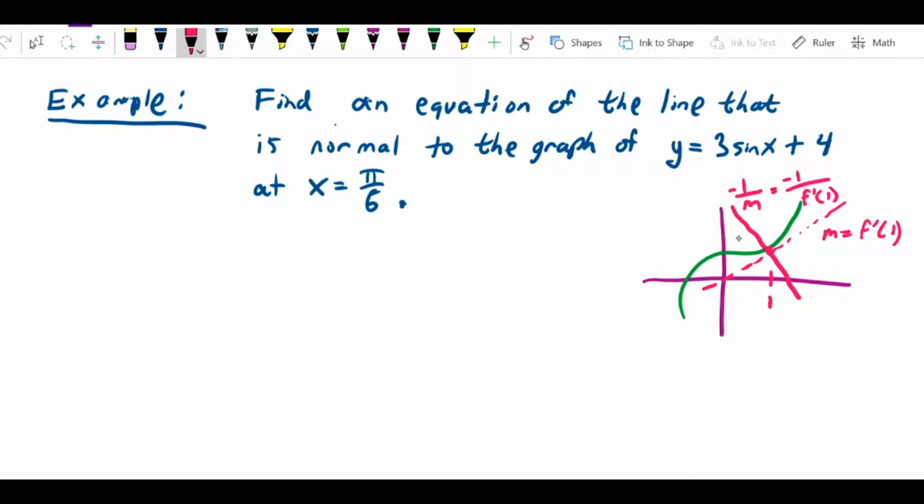That's how you find the slope of the normal line. You find the slope of the tangent line and find its negative reciprocal. You take negative 1 and put it over the slope of the tangent line. So, all right, with all that said, let's get to this.